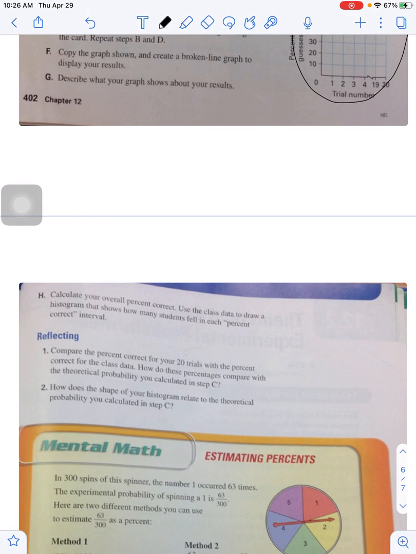Okay, but then you can answer reflecting questions 1 and 2. Use your charts and your graphs to help you answer those questions. Make sure you explain yourself fully, and Mr. Roofer and I are going to mark those tomorrow.